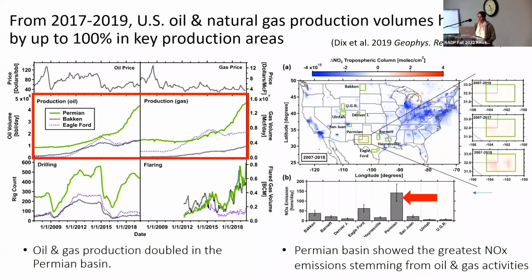And emissions changed. Between 2017 and 2019, U.S. oil and gas production volumes had grown up to 100% in key production areas. And in the Permian Basin, where Cave is located, oil and gas production volumes had doubled, and the nitrogen oxides emissions had been shown to be the largest among all of the production areas assessed. And hopefully you can see that clearly here.